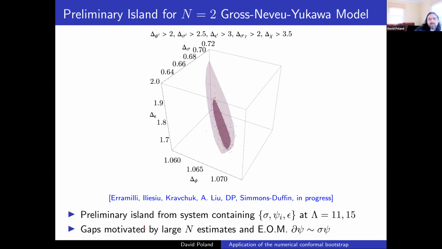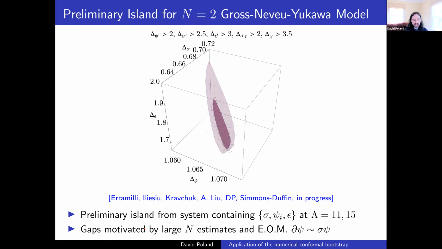This island makes various assumptions of gaps in the spectrum, which are motivated by the large N estimates for the operators. And in particular, this gap in the dimension of chi, the leading parity odd fermion in the theory, is motivated by the equation of motion, which tells you that if you build a parity odd fermion like sigma psi, then that's actually a descendant of psi, at least in the perturbative description.